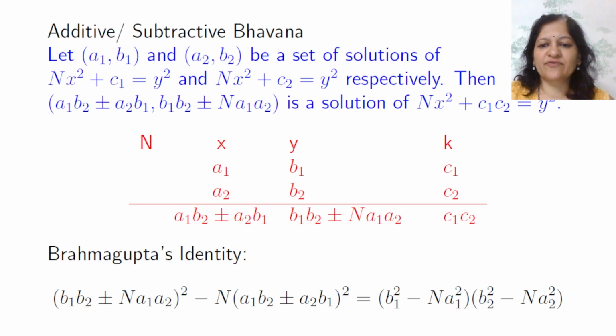So y square minus Nx square equal to c1 c2, but what is c1? c1 is y square minus Nx square from the first equation and c2 is y square minus Nx square from the second equation. So this is called Brahmagupta's identity, which is nothing but additive or subtractive Bhavana.